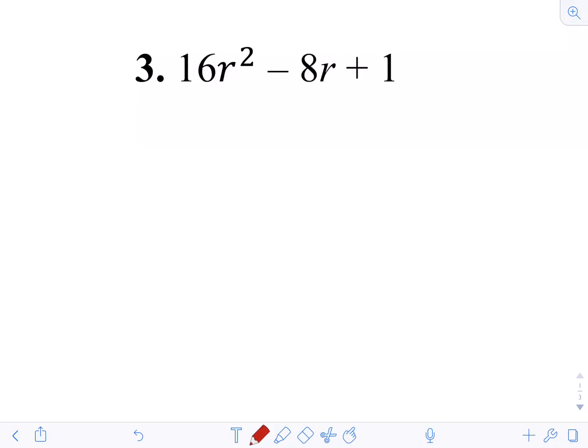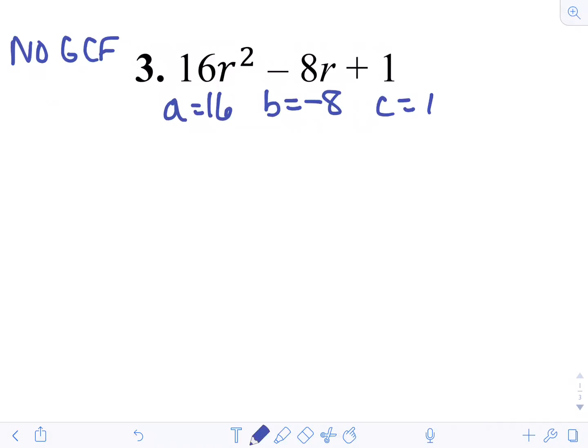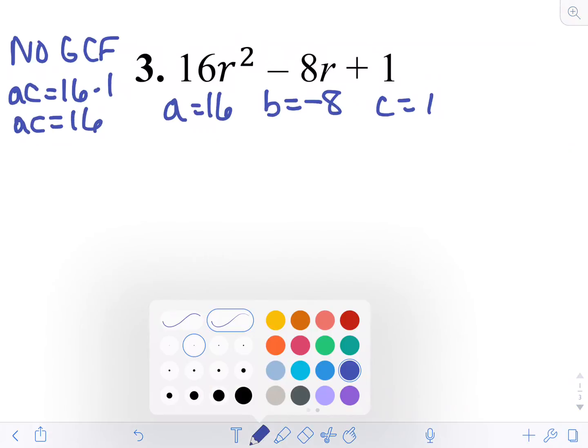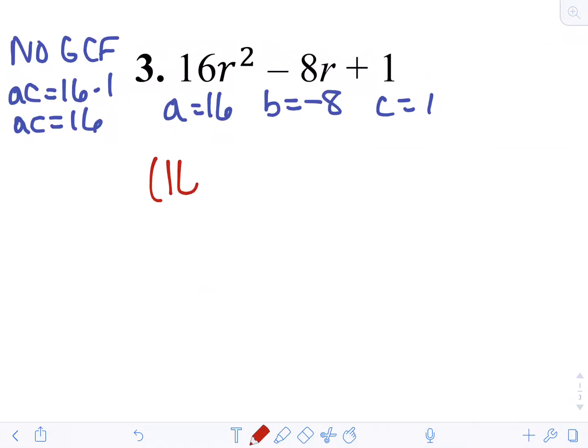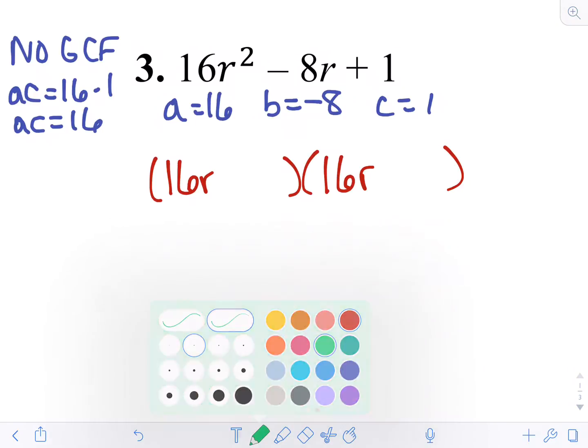First thing on here is to make sure that you have nothing that you can pull out. So there's no numbers I can pull out, so no greatest common factor. Second thing that you need to do is your ABC. So A is equal to 16, B is equal to negative 8, C is equal to 1. So AC method is 16 times 1, so AC is just 16. I know my answer is going to be 16R plus or minus something times 16R plus or minus something. So we're going to figure out what that is.